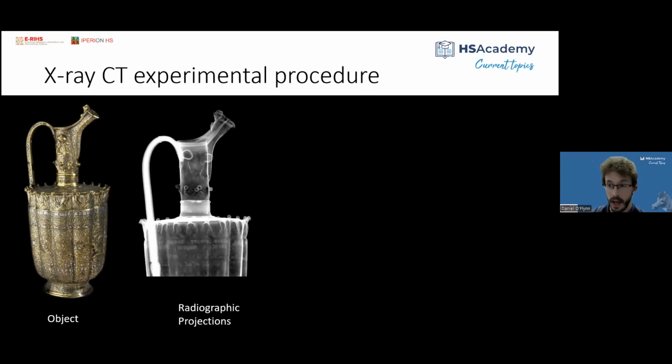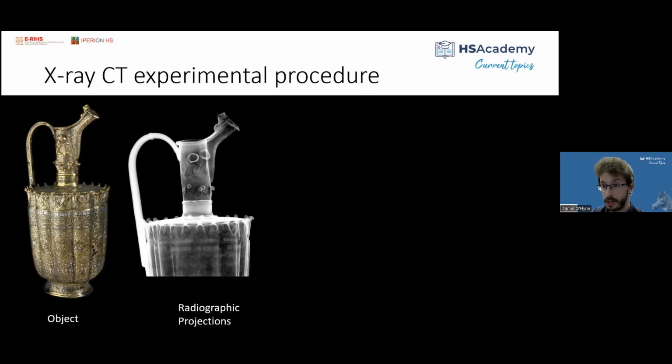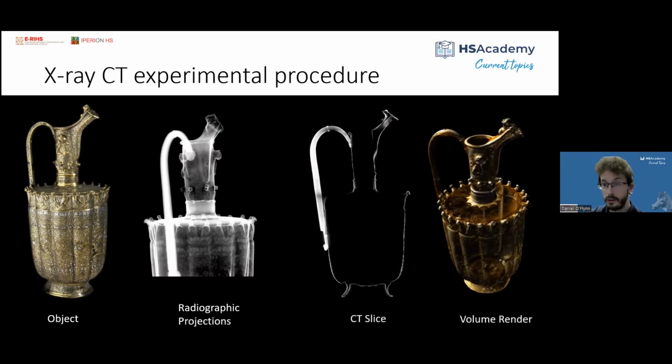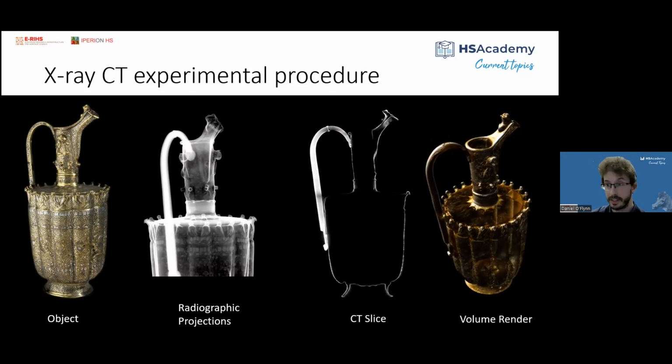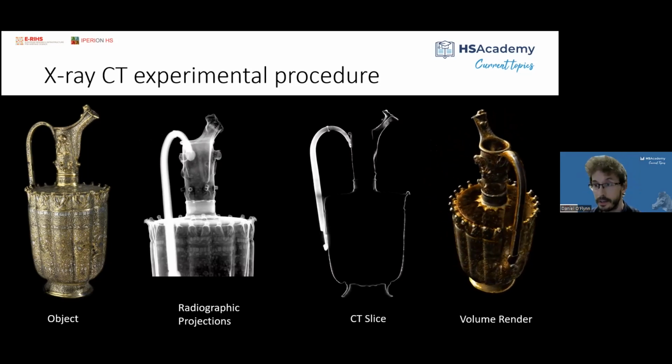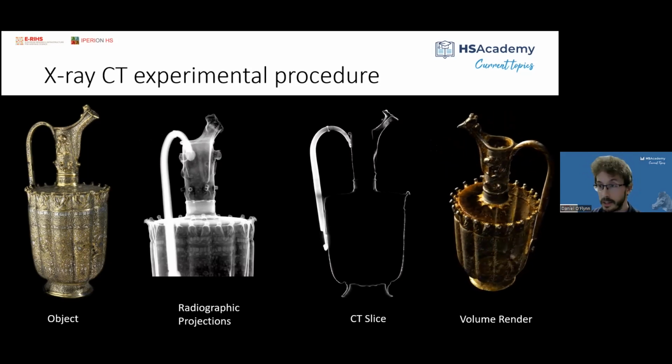Once we've done that, we have a lot of information which we can use to reconstruct the slice-by-slice data of the vessel. And we can view that in two different ways. We can view that as a CT slice, which is like a slice of bread, if you like, a slice right through the middle of the vessel, which shows us all of the internal features.